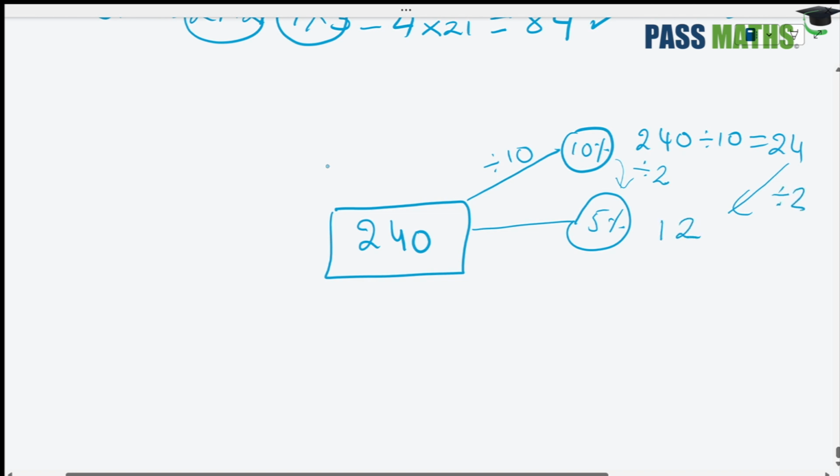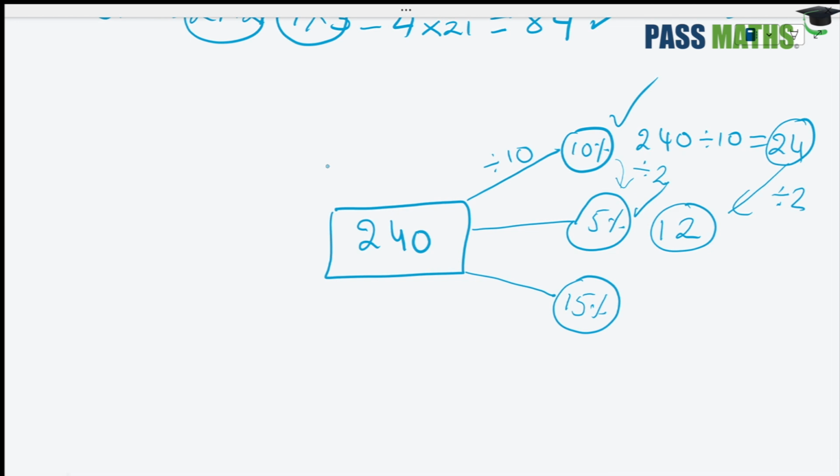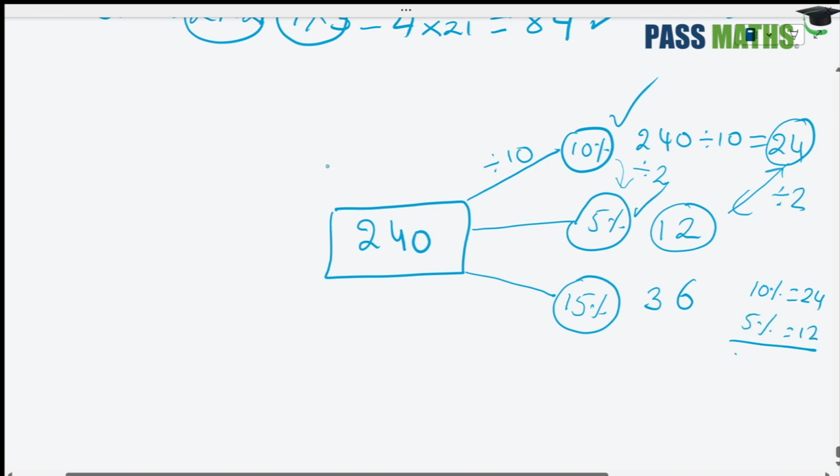Once you've done 10% and 5%, now let's find out 15%. If I add 10% and 5%, that gives me 15%. That means I can add 24 and 12. Because 10% is 24 and 5% is 12, if I add them together, that gives me 36.